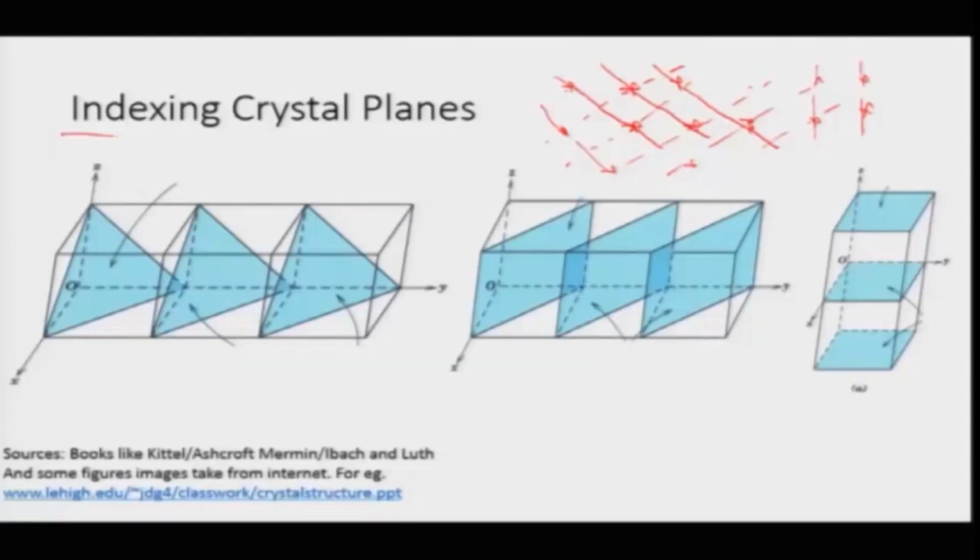Is there a way to classify and categorize different types of planes in the lattice? And that brings us to the topic of indexing crystal planes. I showed you in 2 dimensions that there are different types of lattice planes I can define, some vertical, and you can define horizontal lattice planes. If I have this set of points, then you can define horizontal lattice planes, vertical lattice planes, and I can define those at an angle, and each of them will contain lattice points or atoms on them.